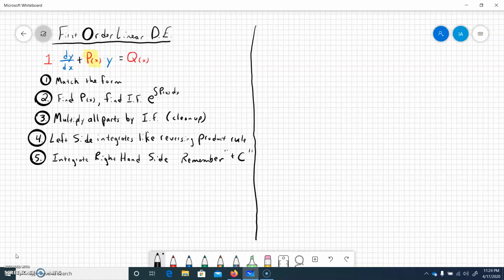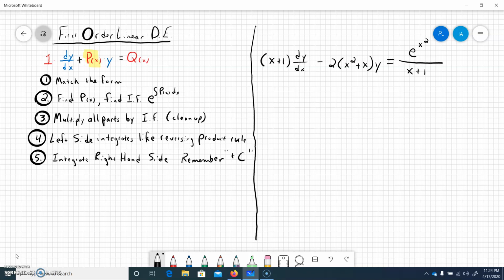But let's start over here with another example, which will be x plus 1 times dy dx, or y prime, minus 2 x squared plus x times y equals something not too beautiful, e to the x squared all over x plus 1.